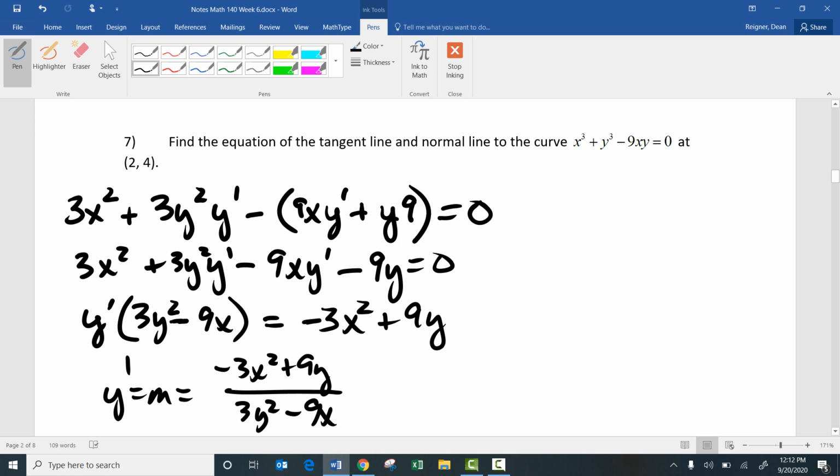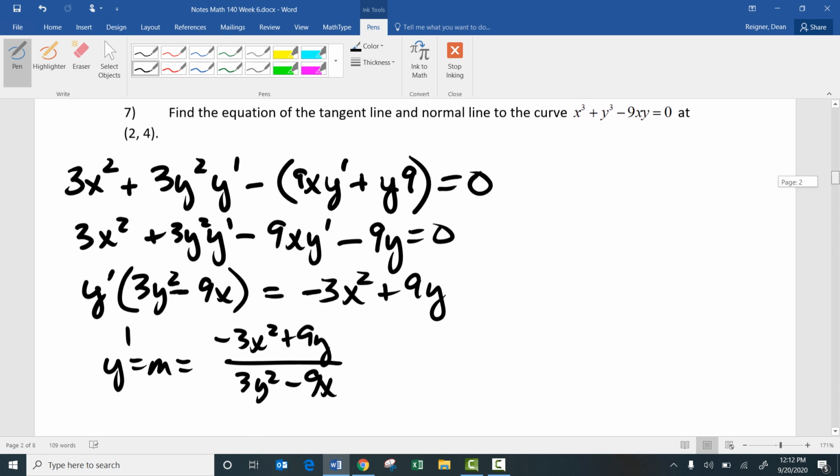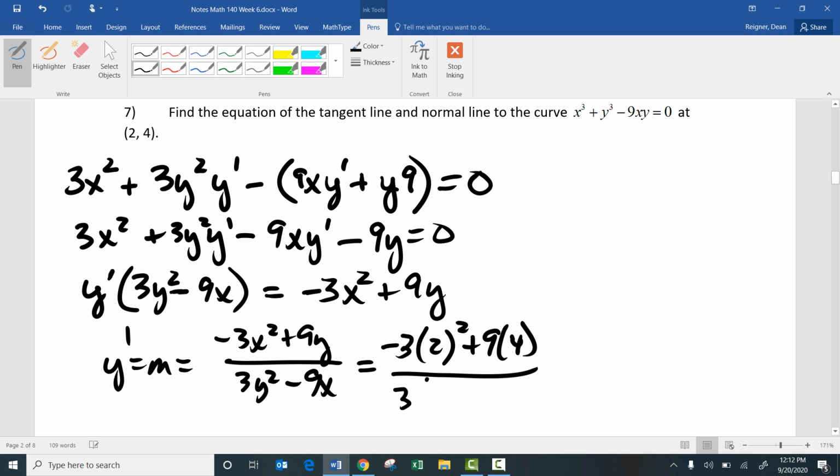So remember, slope is a number. So what we're going to do then is plug in the point. The point is 2, 4. So now you can see that when we actually get the slope number, for the first time, it's actually a function of x and y. All right. So now you plug the slope in. For x, we plug in 2. And for y, we plug in 4. And then on the bottom, same thing. We plug in 4 for y. So that should be 4, not y. And then minus 9 times x.